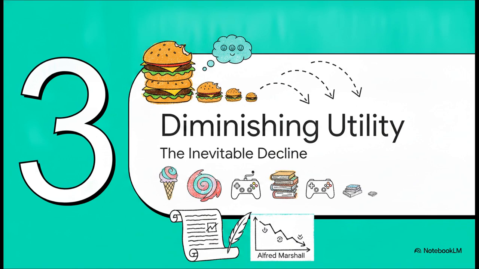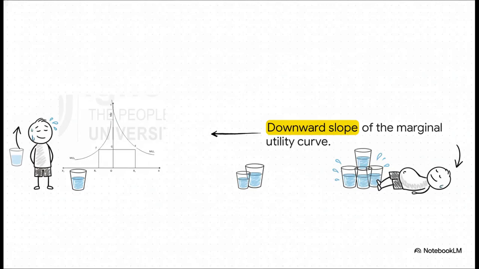Which brings us to Section 3, diminishing marginal utility, the inevitable decline. This is the fundamental economic rule governing our consumption. As Alfred Marshall so perfectly put it, we have an endless variety of wants, but there is a limit to each separate want. Think about being incredibly thirsty. That first glass of water? Life-saving. It gives you massive utility. The second glass is refreshing. But by the fourth glass, your thirst is totally quenched, and the utility drops to 0.